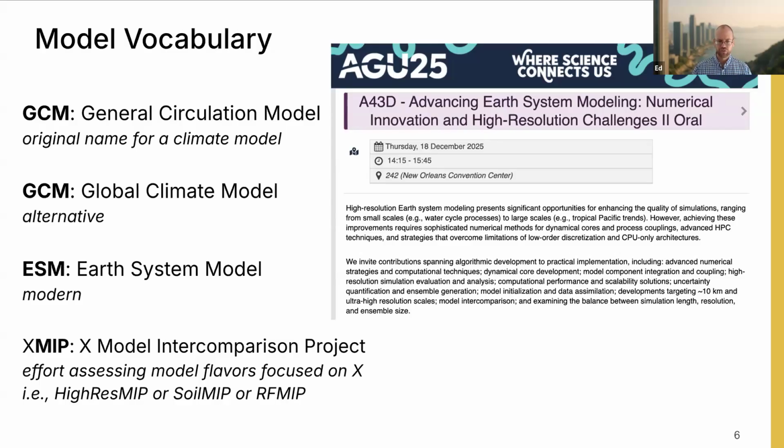So there's something called high-res MIP, which is just assessing these models when they're run at higher resolution, and you try to compare a bunch of variants of that and answer different questions than you can with the baseline models. And that's what's going on when you see these variants of XMIP or YMIP.